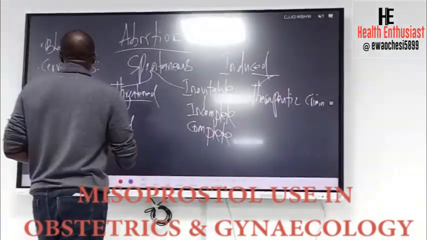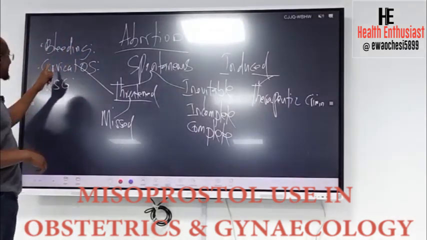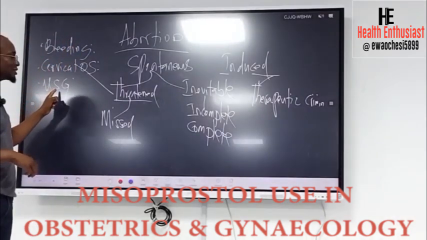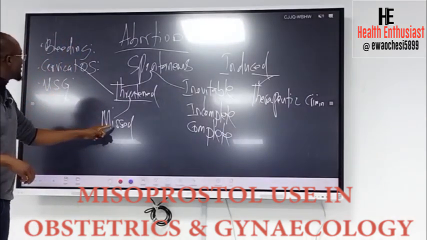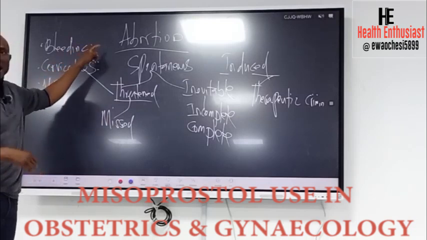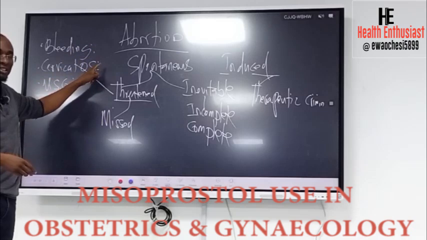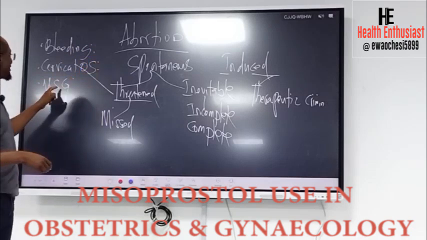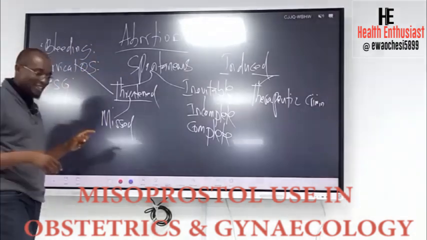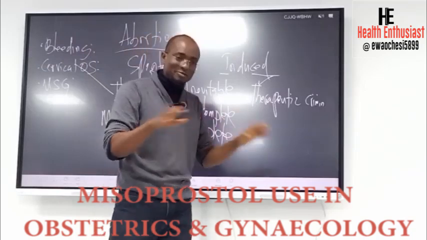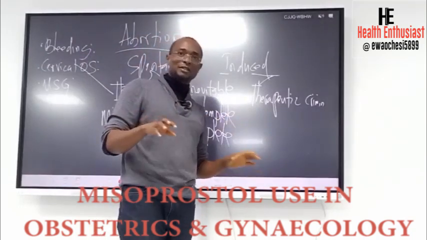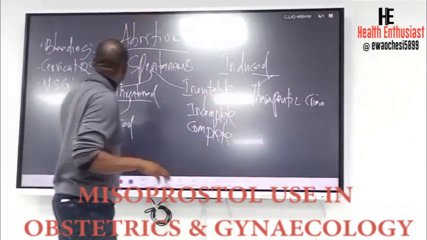Now, when you talk about missed abortion, right? In missed abortion, again, you consider bleeding, you consider cervical os, and then you consider the ultrasonographic reports. In missed abortion, the bleeding is mild or there is no bleeding. And then the cervical os is closed. And then the ultrasonographic report, there is basically no fetal movement. In ultrasonographic report, there is no fetal movement in missed abortion.